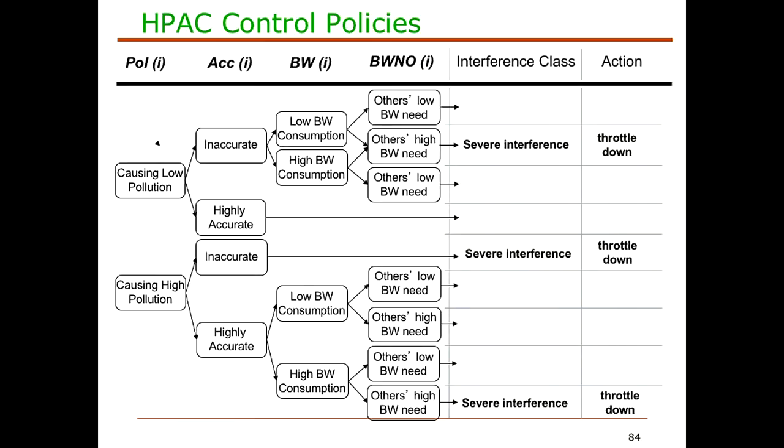Okay, so one example of this is figuring out what cases lead to severe interference and enforcing the throttling down of the local decisions in the case of severe interference. For example, if you're causing high pollution and if you're inaccurate, maybe that could be classified as severe interference. If you're causing pollution, if you're highly accurate, if you're consuming a lot of bandwidth and others need high bandwidth, again, that may be severe interference, even though you're maybe very, very accurate.